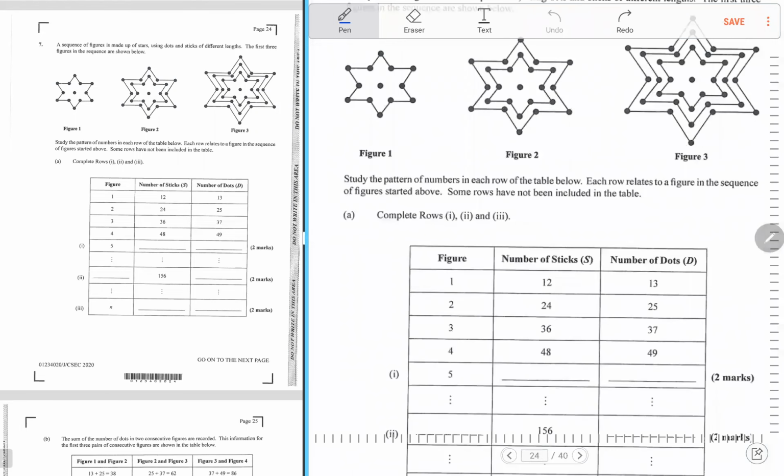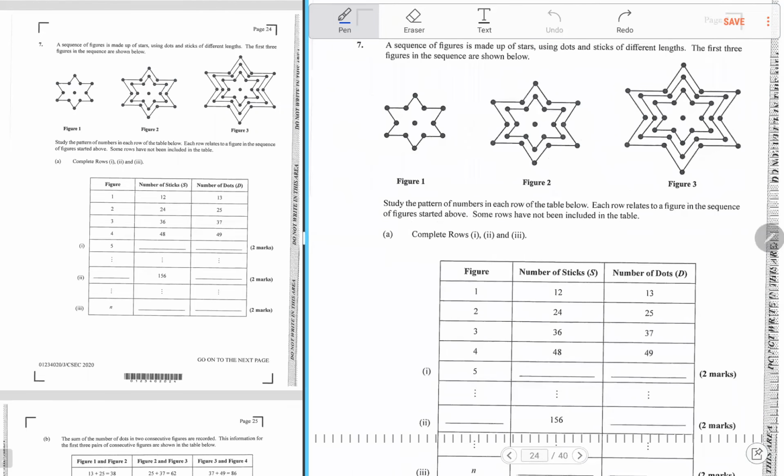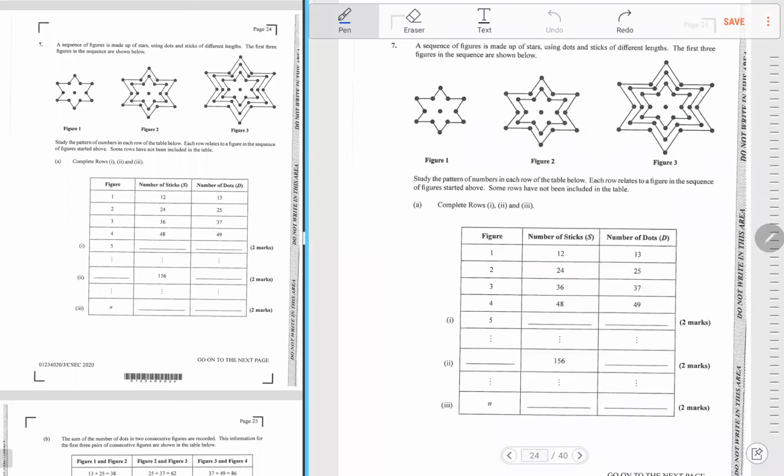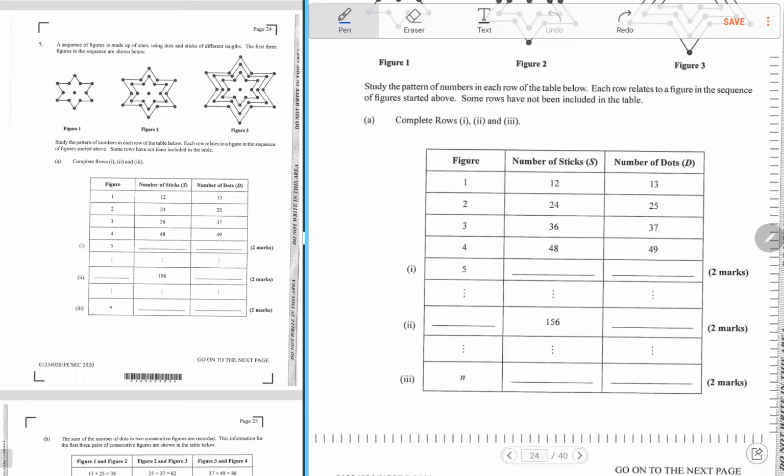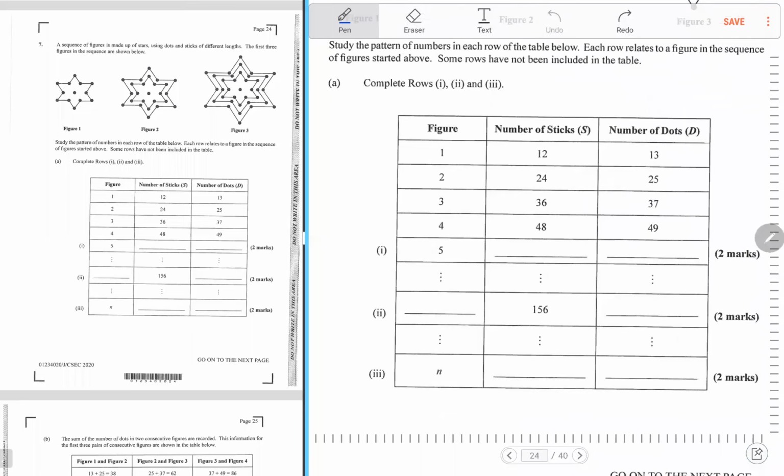All right, so let's just study the pattern of numbers in each row of the table. Each row relates to the figure in the sequence, as stated above, and some rows have not been included in the table. So basically, they're saying it's an incomplete table. What I usually tell the students to do is work out the formula down here and check that it works. Then everything else becomes easy, so you don't have to try to figure out and reason out stuff.